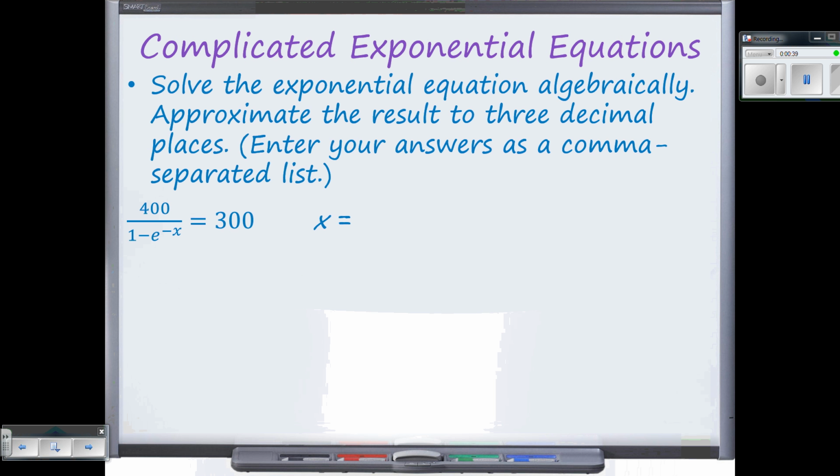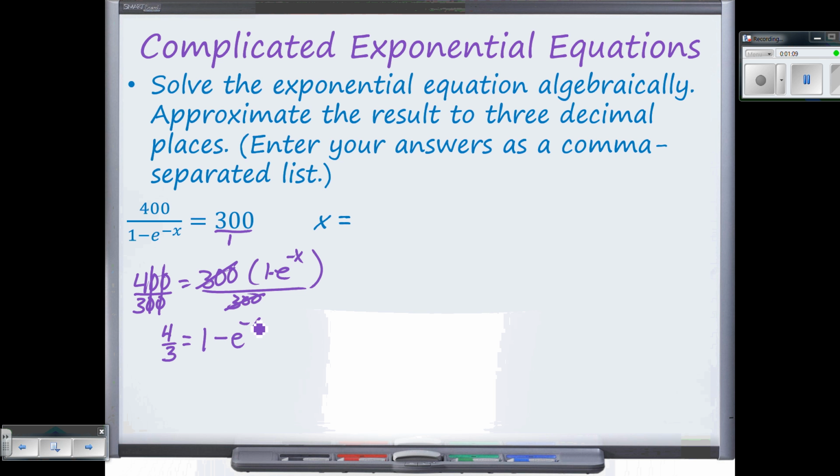Now here we have to do a little bit more algebra. So we're going to cross multiply. We get 400 equals 300 times 1 minus e to the minus x. Now if I divide by 300, these 300s cross out. I now have 4/3 equal to 1 minus e to the negative x.